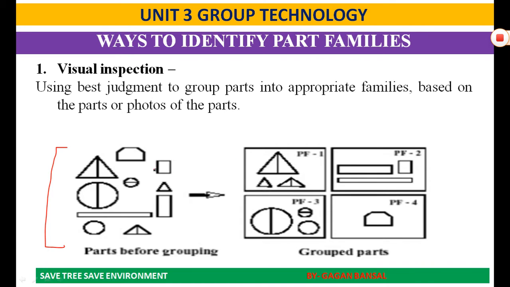Like in this particular case, we have separated based on the shape. So we have part family 1 which has all the triangles, part family 2 which has all the rectangles and squares having the same 4 sides, part family 3 which is a circular part family, and part family 4 which has a pentagon type of structure. So this is the way of grouping, or we can say identifying the part family, through visual inspection. Hope it is very clear. It is very simple also.